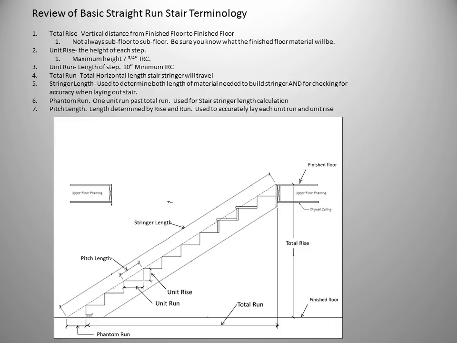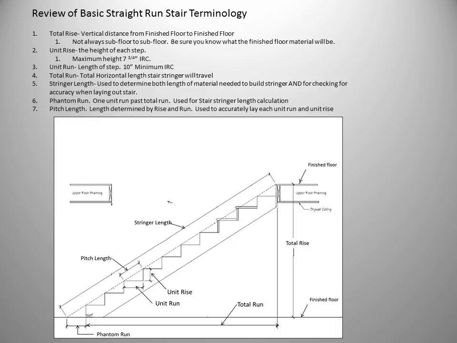Stringer length is the diagonal dimension that is derived from the total rise and the total run plus the phantom run. Stringer length is used to determine both the length of material needed to build the stringer and for checking accuracy when laying out a stair.